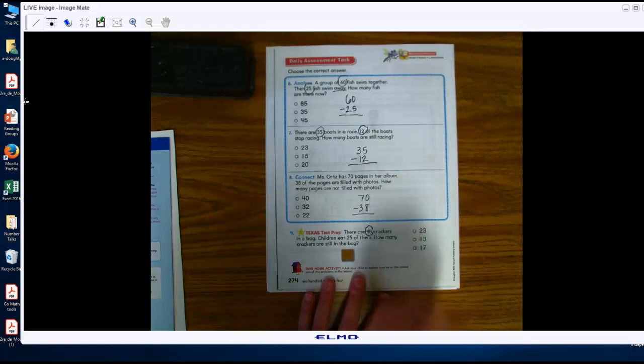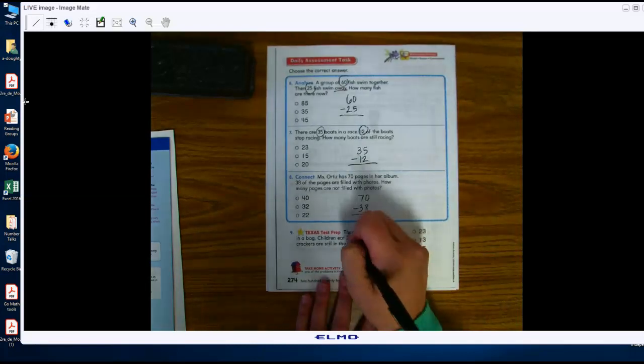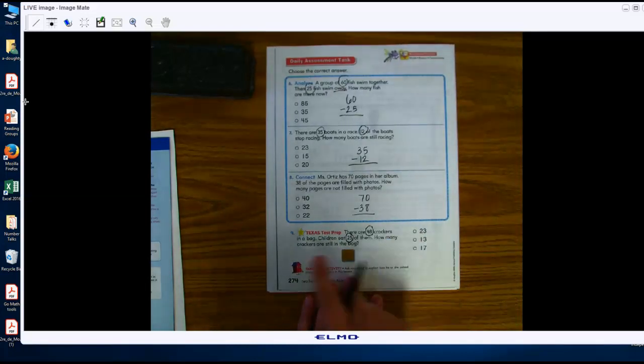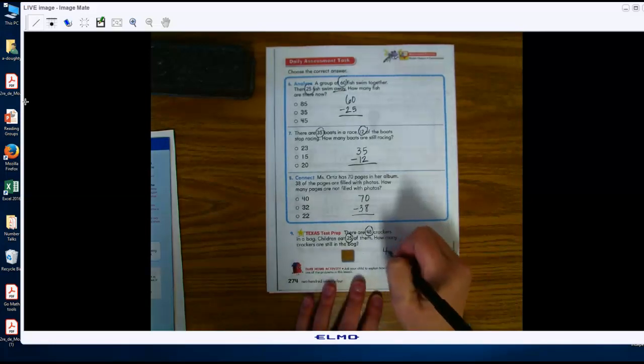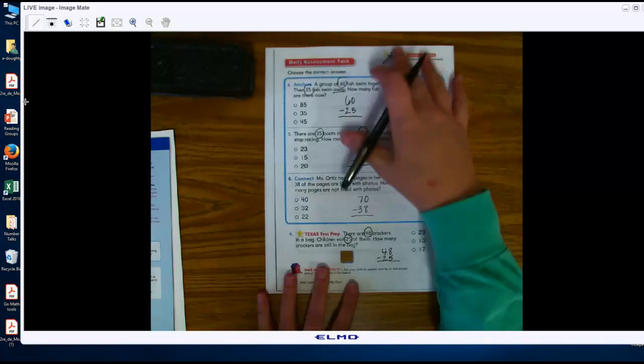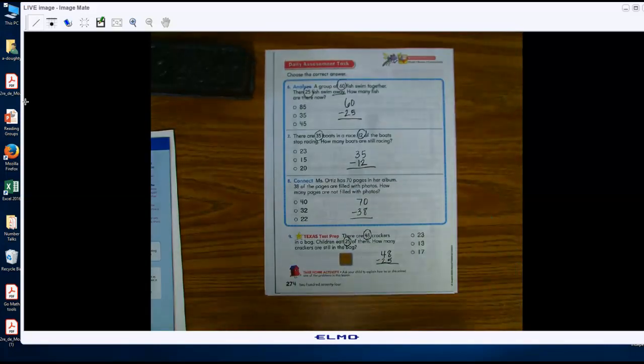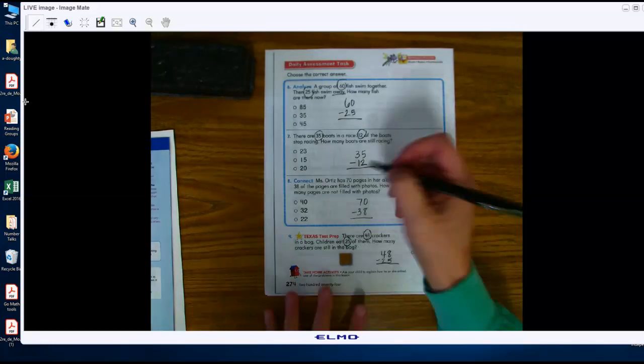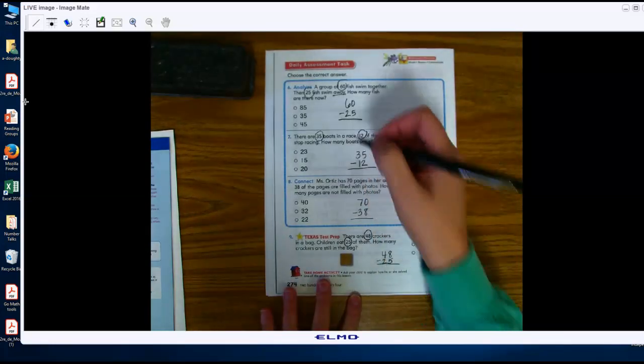There are 48 crackers in a bag. Children eat 25 of them. How many crackers are still in the bag? So if we have 48 and 25 of them got eaten, tell me how many more are left in the bag. You can draw a picture or just subtract it or draw a number tape. I'm going to let you decide on all 4 of these. If you want to show me a picture, you want to do the number tape and show me where the whole and the parts are, or you can just show me how you solve the problem on the math sentence.